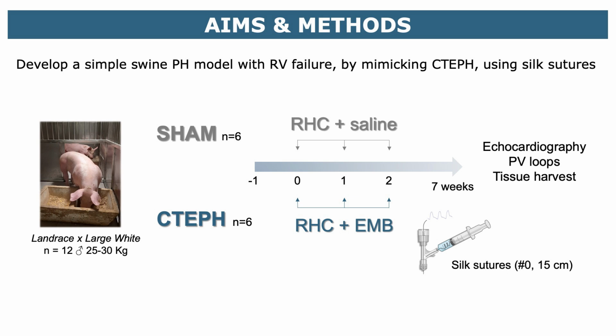In the CTEPH group, we injected long silk sutures into the left or right branch of the pulmonary artery until mean pulmonary artery pressures reached 40 millimeters of mercury, or if we saw an occlusion of the left or right PA with fluoroscopy. After a follow-up period of a few weeks between the embolization and the endpoint, we assessed cardiac function via ultrasound, also conducted pressure volume loops, and collected tissue for molecular biology and some histology studies.